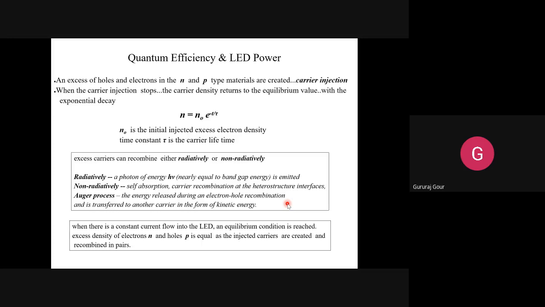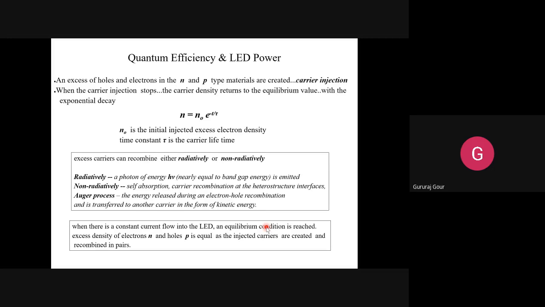So like that, with the two critical things in the recombination process, we want to have a constant current flow in the LED before we reach the equilibrium condition, meaning before this decay takes place. So this will depend on the density: how many you are injecting and how many are taking part in the recombination process.